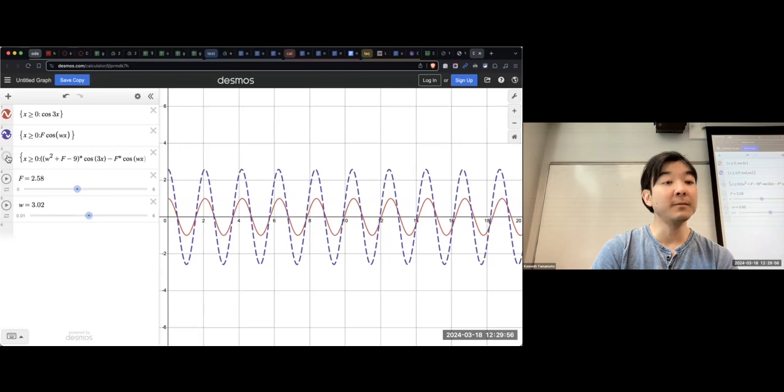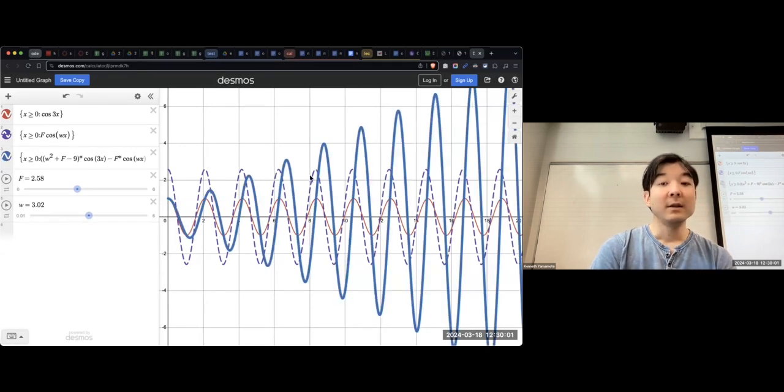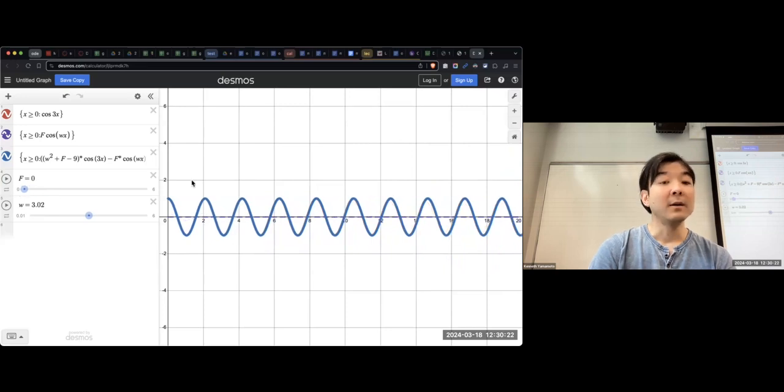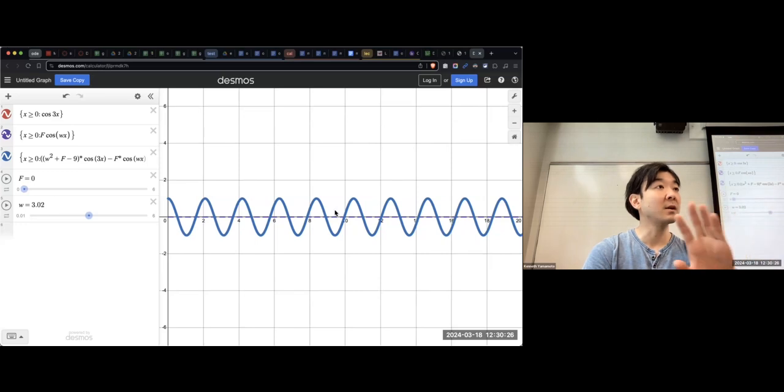then I'll turn on this, which is just the solution. So if you see, that's resonance right there. Okay, so what happens if I decrease the amplitude of my external force to 0? What do you think the blue line is going to turn into? It's the red line. The purple dashed line is 0 because we just caused the external forcing to go away.